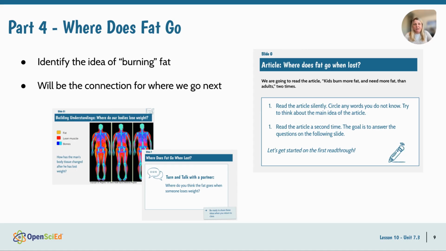Here, the students should elevate that this is a phrase or term that they've often heard or used themselves, but they don't really know exactly what it means or what's happening. Many students will now start to question whether there are actually little fires happening in their bodies, and this is a question that will help connect to the next part of the lesson.